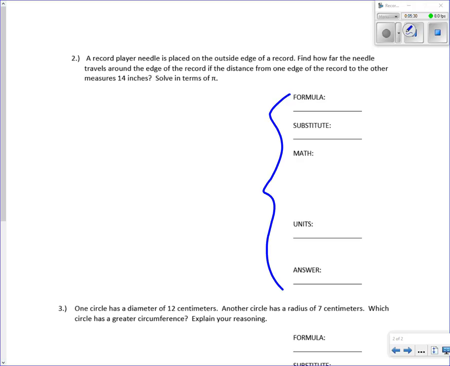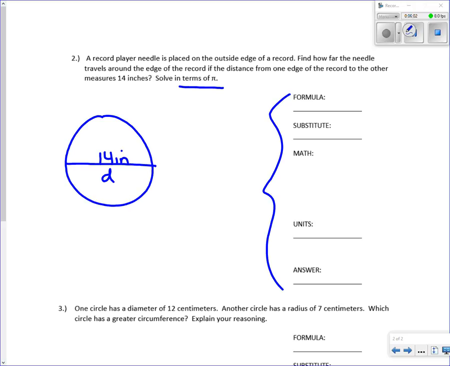All right, so number 2: a record player needle is placed on the outside edge of a record. Find how far the needle travels around the edge of the record if the distance from one edge of the record to the other measures 14 inches. Solve in terms of pi. That means I'm not actually going to be doing the full multiplication in our process. So I'm going to start by drawing a picture. It tells me that from one edge to the other edge is 14 inches. So they gave us a D.